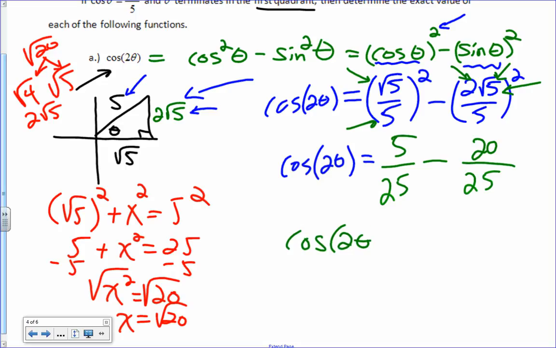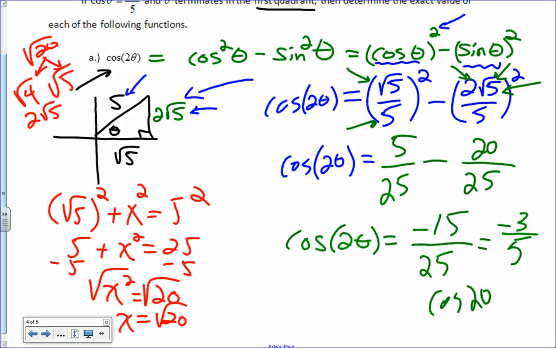So cosine of 2 theta is what? Negative, see again, common denominator, that's why I wouldn't mess with it. Negative 15 over 25, which simplifies to 3/5. Is that right? So cosine of 2 theta, negative 3/5.